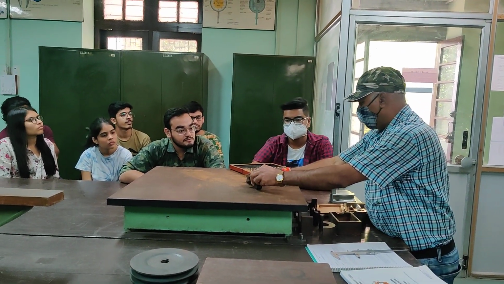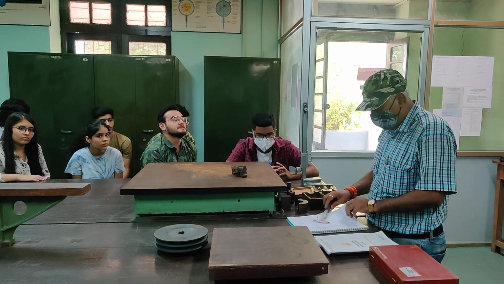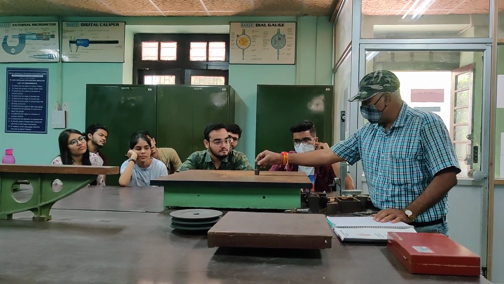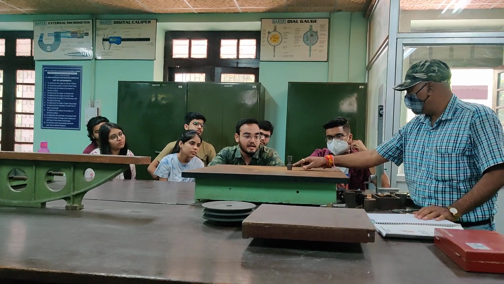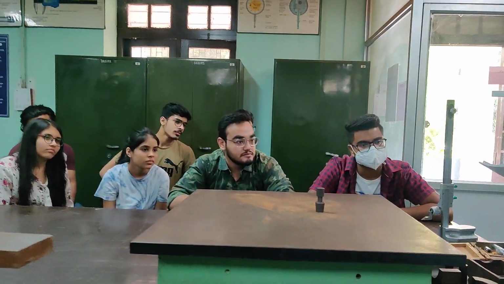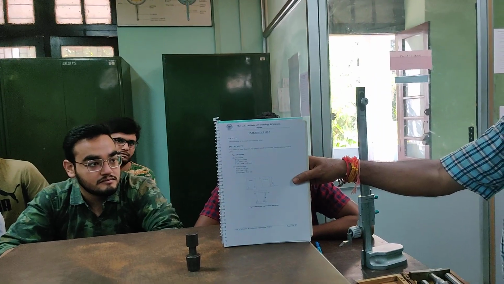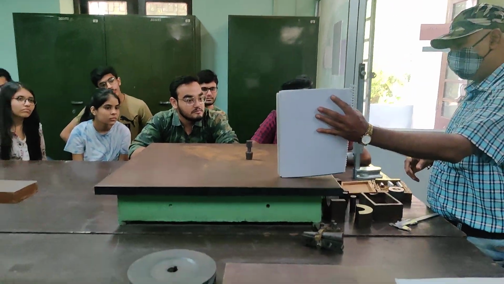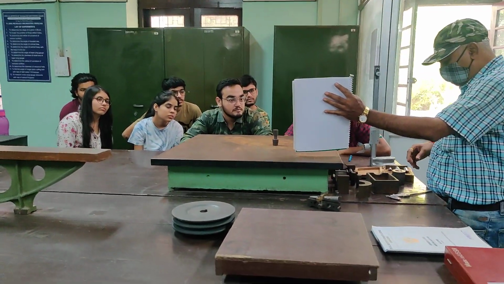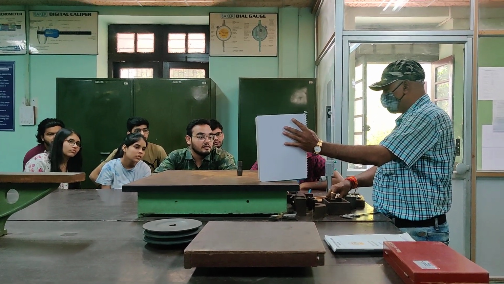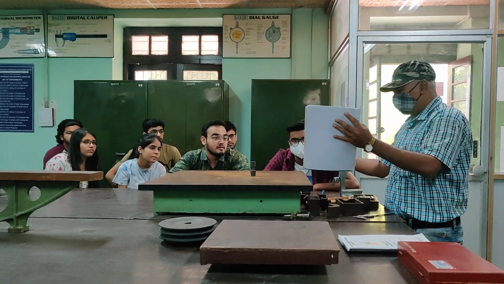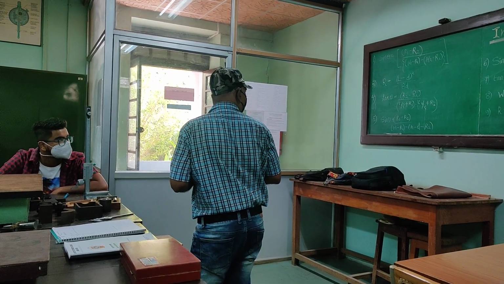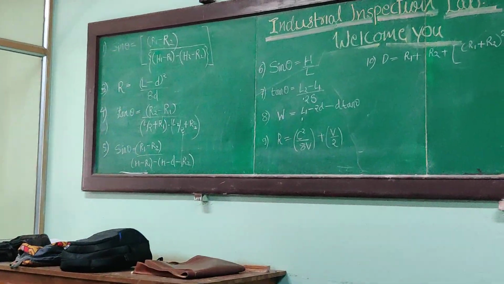This experiment is over. The next experiment is to determine the angle of a taper plug gauge. This is the object in which you have to determine the angle of this taper plug gauge. For this, this drawing is to be used. In this drawing, what do you require? Cylindrical rollers. The formula is tan theta is equal to (N2 minus N1) by 2s.